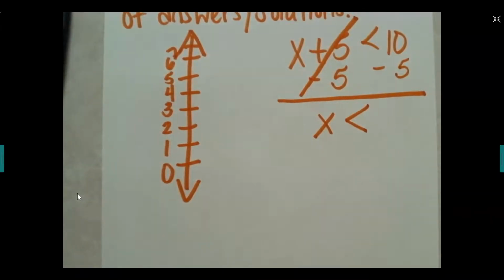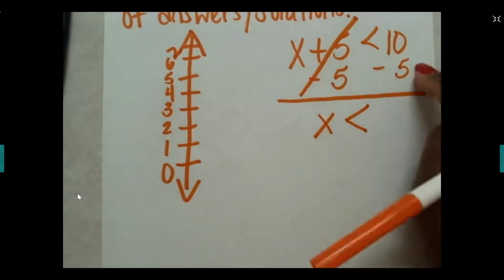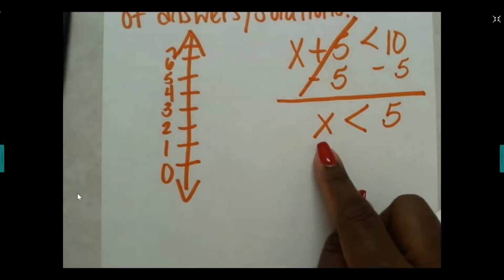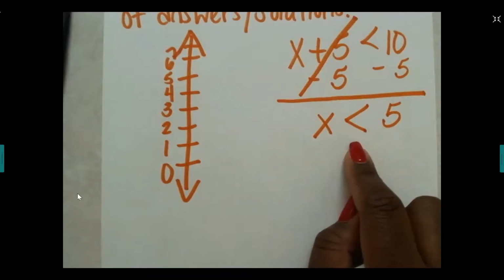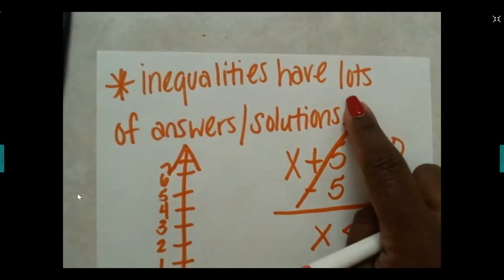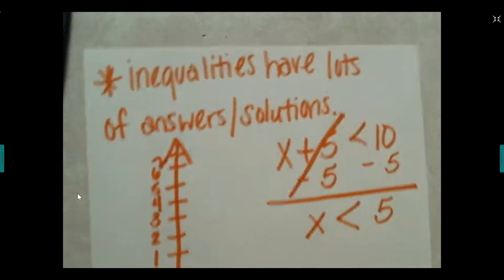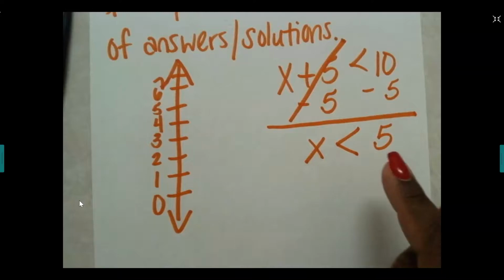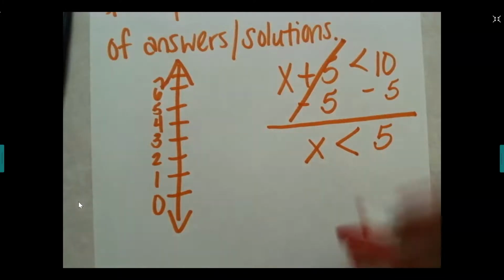We still have our inequality sign. And 10 minus 5 is 5. So what does this answer tell us? This tells us that x can be any number that is less than 5. Doesn't that give us a lot of solutions? Absolutely. X can be any number that is less than 5. Let's write that down.